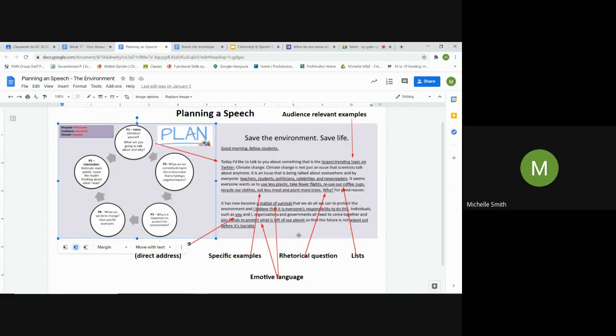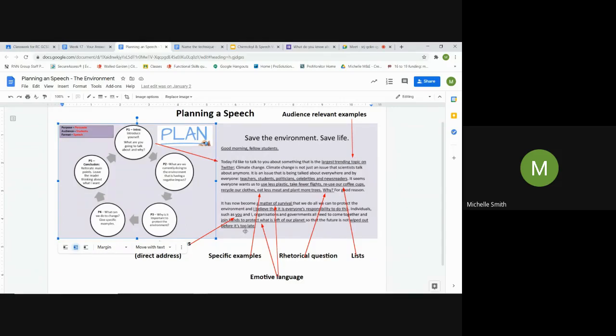So it's a matter of survival. It's very dramatic. I'm using emotive language to tug on your heartstrings. I'm talking about what's left of our planet before it's too late, wiped out. So it's very, very dramatic language. I'm exaggerating, I'm going over the top. We need to join hands as well.